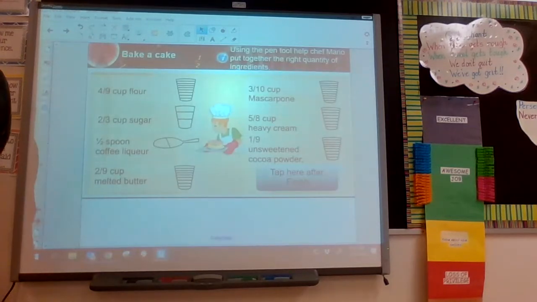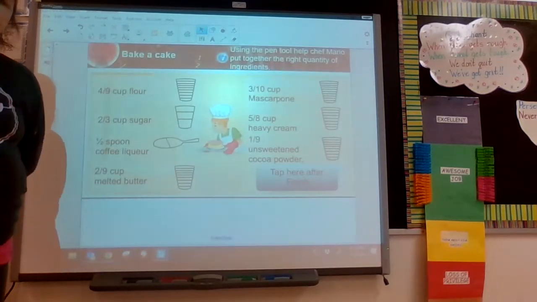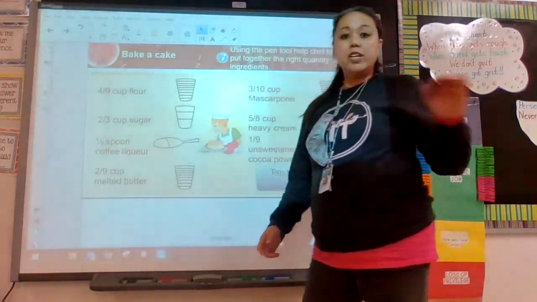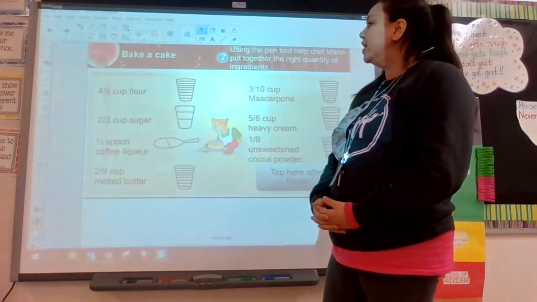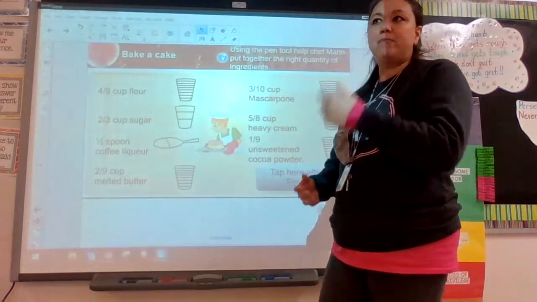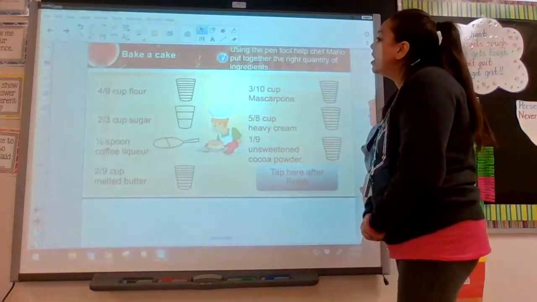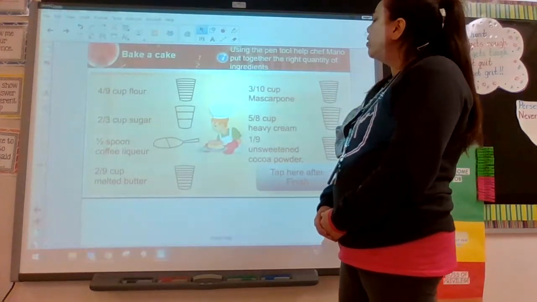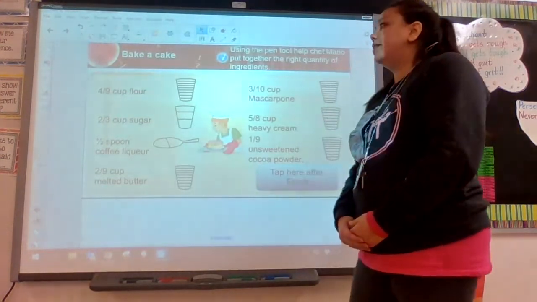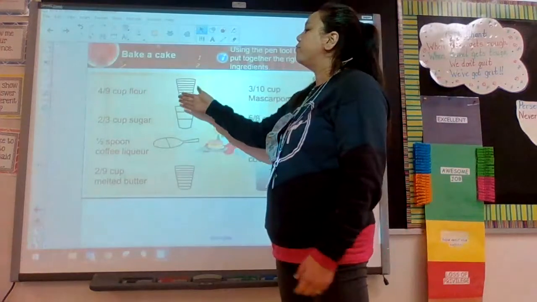Okay. In this last one, we use recipes. A lot of times in real world, we're using cooking to do with fractions. I know that all of you have seen your parents measuring cups, and in the classroom we have measuring cups hanging up. So in this one, we're going to bake a cake. And we need 4/9 cups of flour. So we have to show what 4/9 looks like.